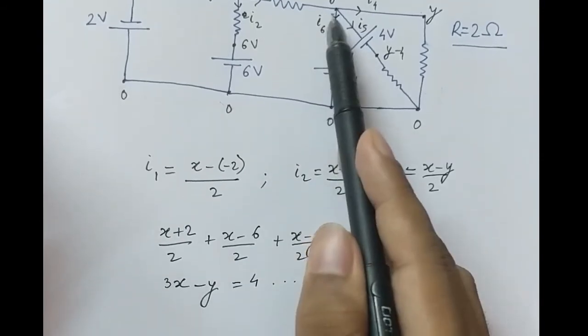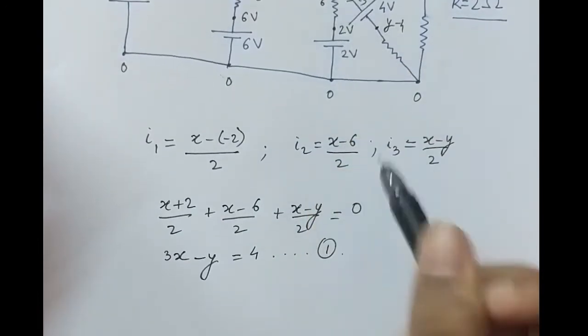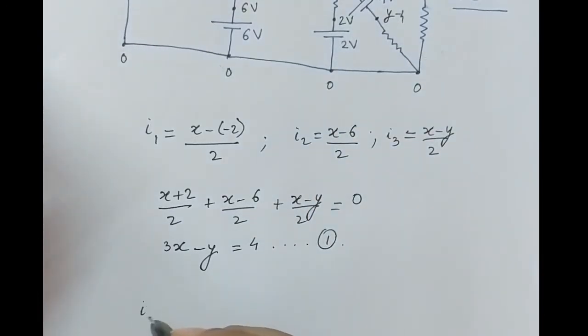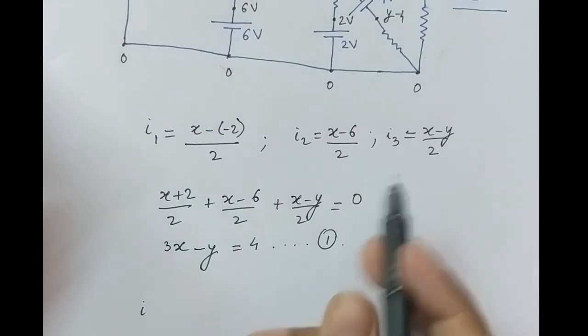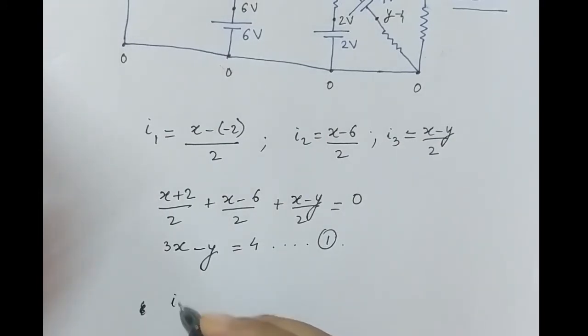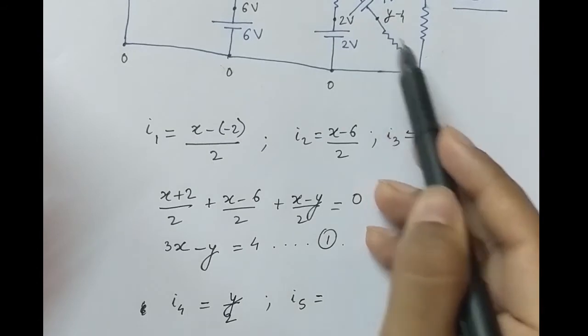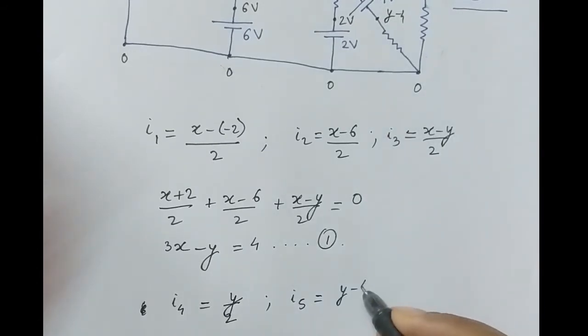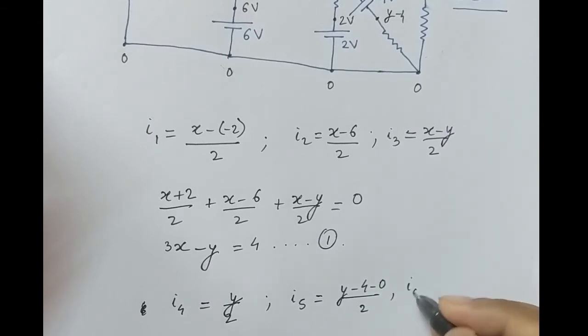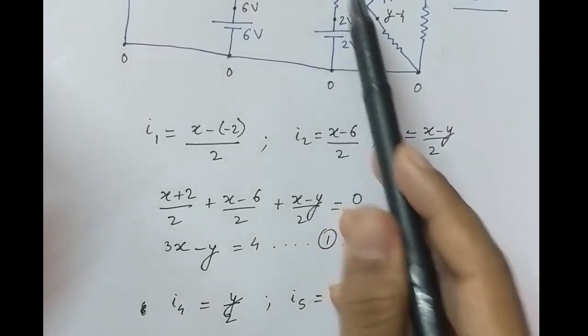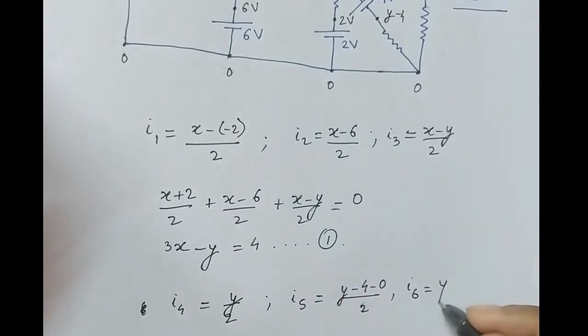Now moving ahead to the second equation, the equation for the second junction Y, we have the I3, but in this case a negative I3, which we have already found out. So we just need to calculate I4. I4 is equal to Y by 2, and I5 is equal to (Y minus 4 minus 0) divided by 2, and we also have an I6 which is equal to (Y minus 2) divided by 2.